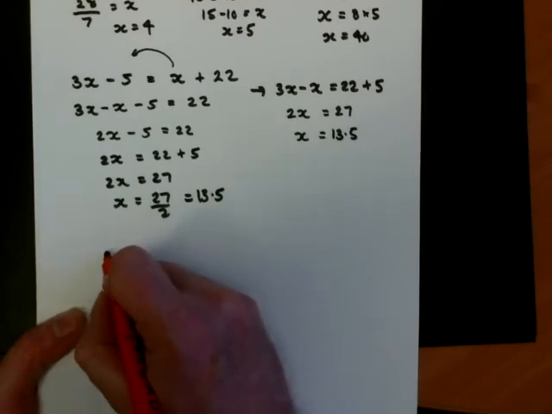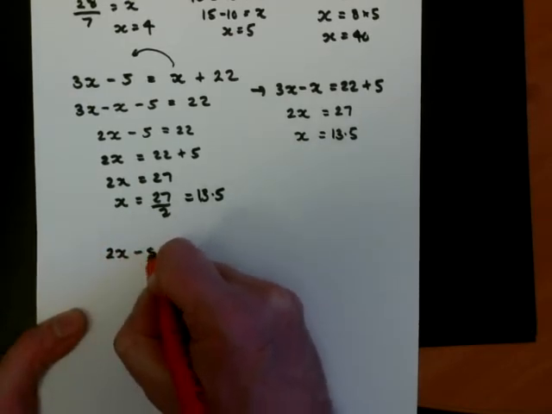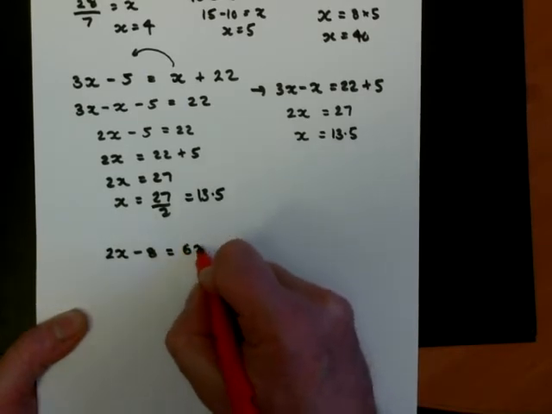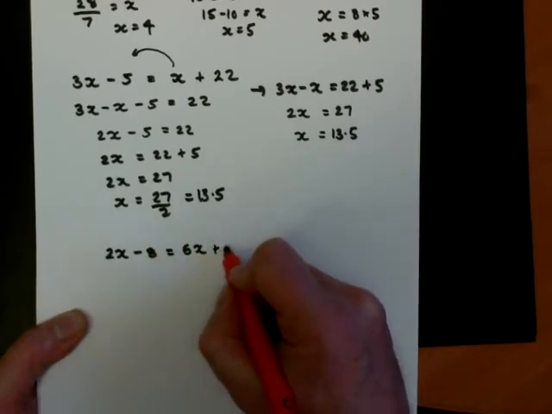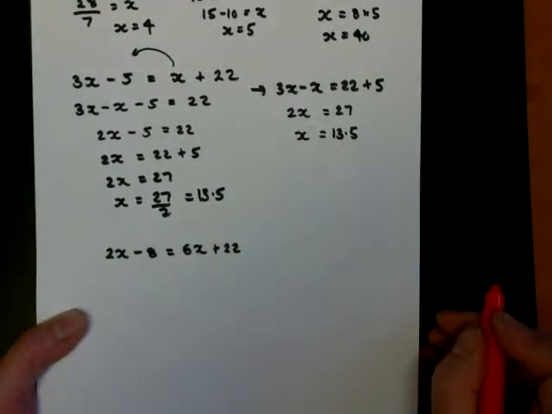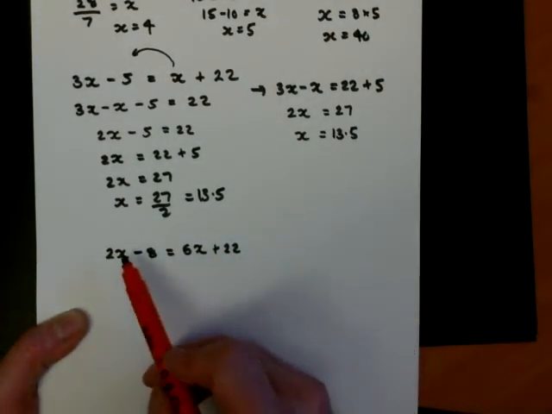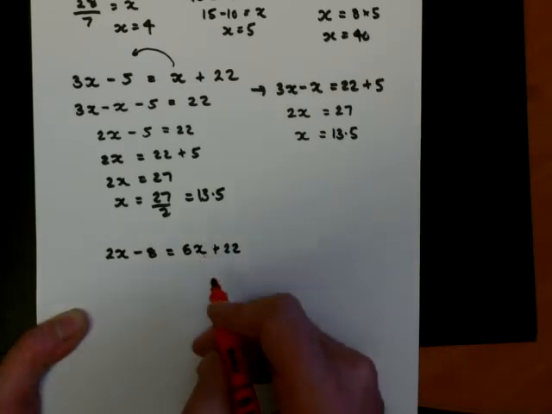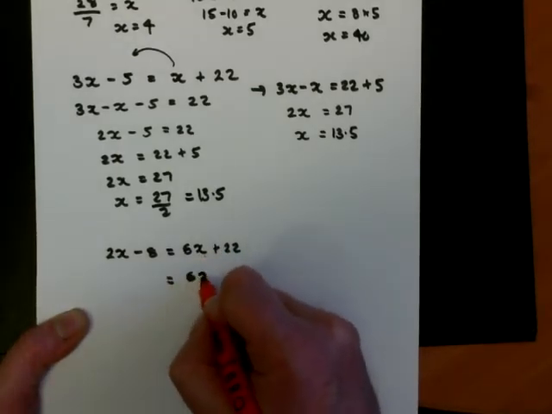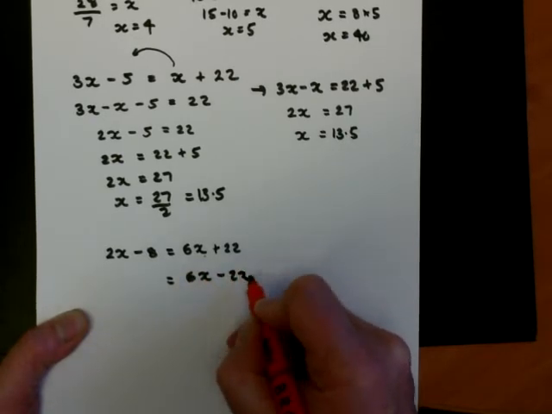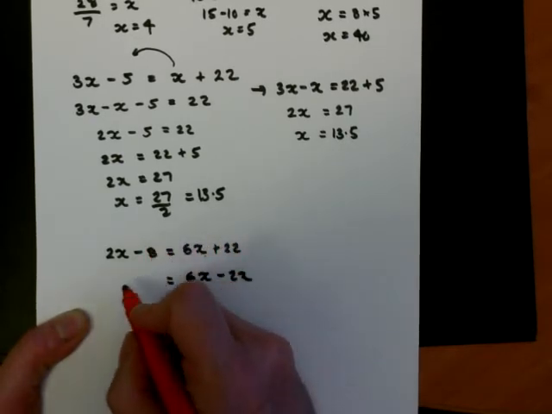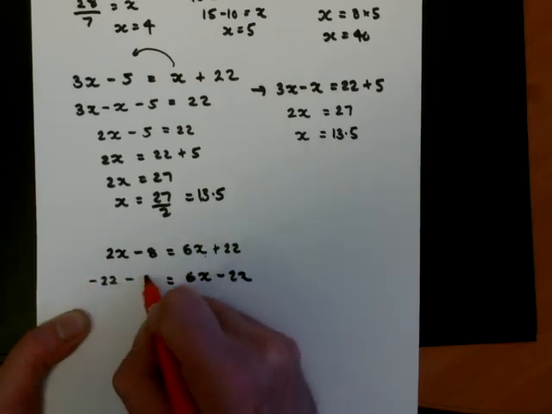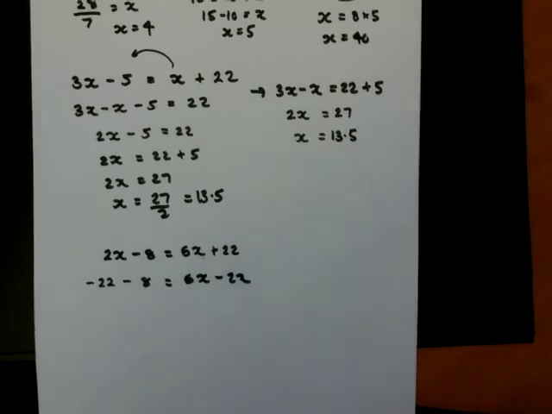So we'll do one more here then. Let's suppose we had 2x minus 8 equals, say, 6x plus 22. So I'll move my x's. Now I want to move my 2x across because the 6x is the larger of the two, and that will mean I will keep a positive x. I want to move my 22 to this side, so it doesn't matter where I write it, I'm going to write it as minus 22, and the minus 8 didn't go anywhere, so it stays exactly where it is.